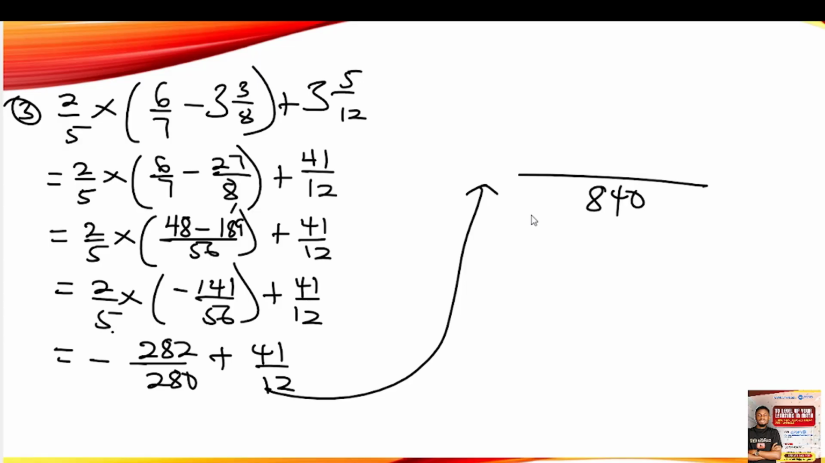So 840 divided by 280, check it from the calculator, we have 3. So 280 goes into 840 3 times. And then we use that 3 to multiply here. So we are going to have 3 times negative 282. And that gives us negative 846.